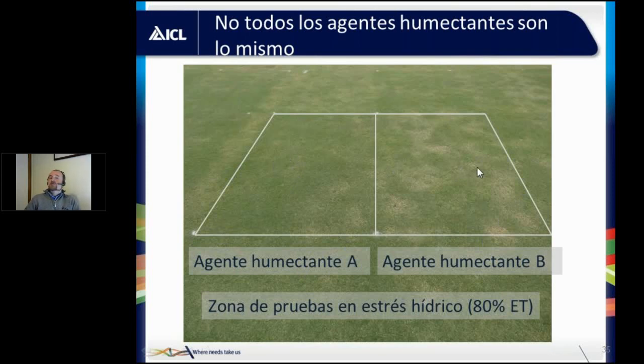These areas have been subjected to the same amount of stress. They've been subjected to a wetting agent program, a label rate wetting agent from wetting agent A, wetting agent B, but you can see that in this case, wetting agent B is less effective at reducing the plant stress. So the message here is your selection of wetting agent is important. We'll come back to that later, but it does make a difference, that some work better than others at reducing plant stress and maintaining the surface.